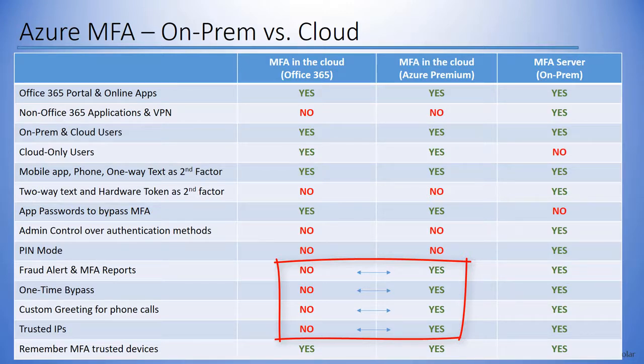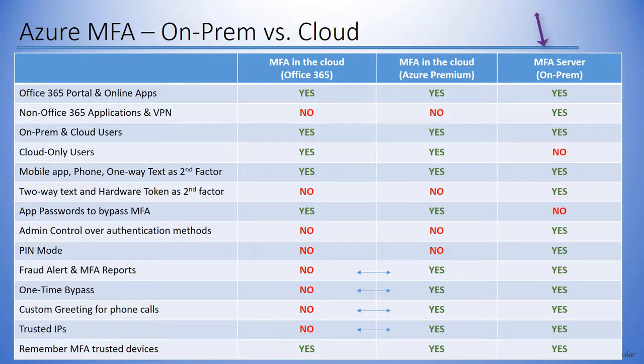As you can see, the benefits of going with an Azure Premium Edition of MFA in the cloud is the added capability of fraud alerts, MFA reports, one-time bypass, custom greeting for phone calls, and trusted IPs, meaning IP addresses or ranges that will always bypass MFA. And this is most likely used for your internal corporate network, but as we'll see, we can accomplish this another way with claims rules.